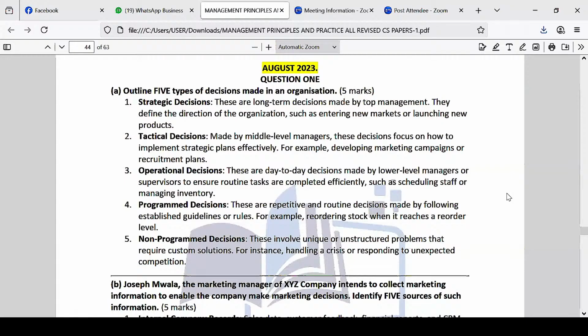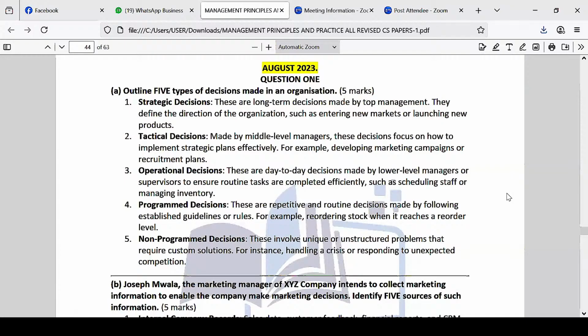Then you have what's called non-programmed decisions. This could be a one-off decision that you make in a company. This involves unique or unstructured problems that require a custom solution. For instance, handling a crisis or responding to unexpected competition. So these are things that can come. For example, responding to unexpected competition or handling a crisis.